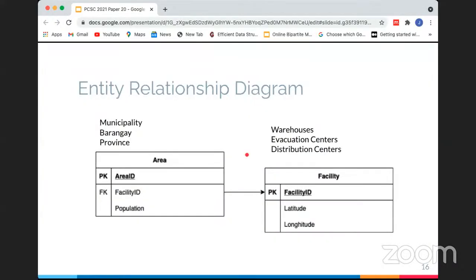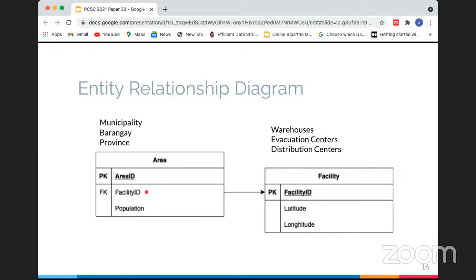Okay, so we used a simple entity relationship diagram just to model the data. We tried as much as possible to limit the data because we haven't contacted and we haven't had any partnership with any LGUs before. So we tried to be as general as possible. In the model, we just assume that we have an area, and the area can be a municipality, barangay, or a province with a certain facility.